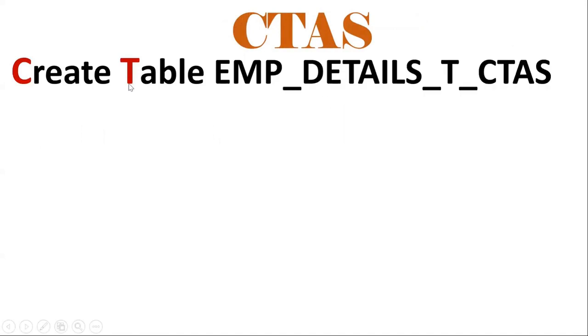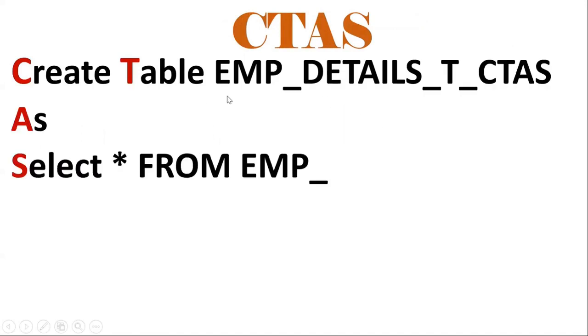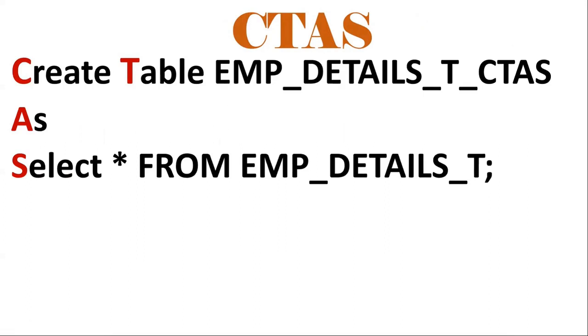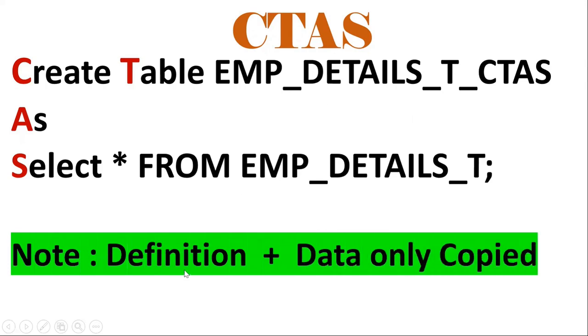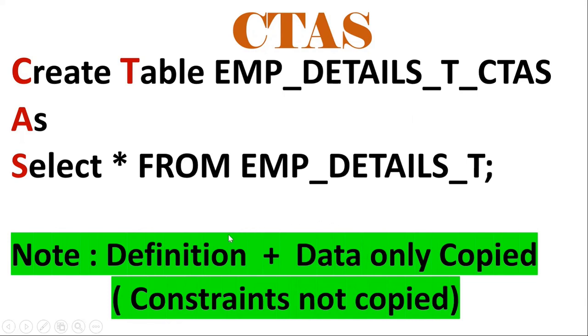Step by step. First one is by using the CTAS concept. CTAS is nothing but create table name as select star from employee details. By using the CTAS concept, we can create the table. C is create, T is table, A is as, S is select. So this is my new table and this is my old table. From the old table, I want to create a backup table. So by this one, what we'll get? We'll get only definition plus data getting copied. The constraint, not null, will not get populated.